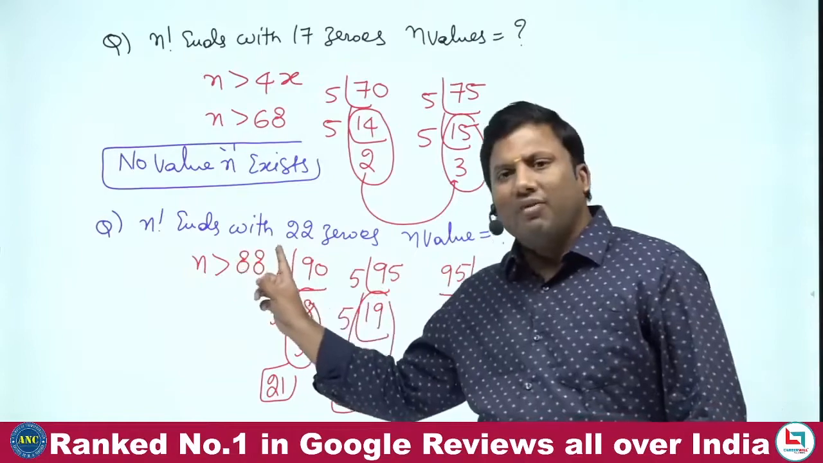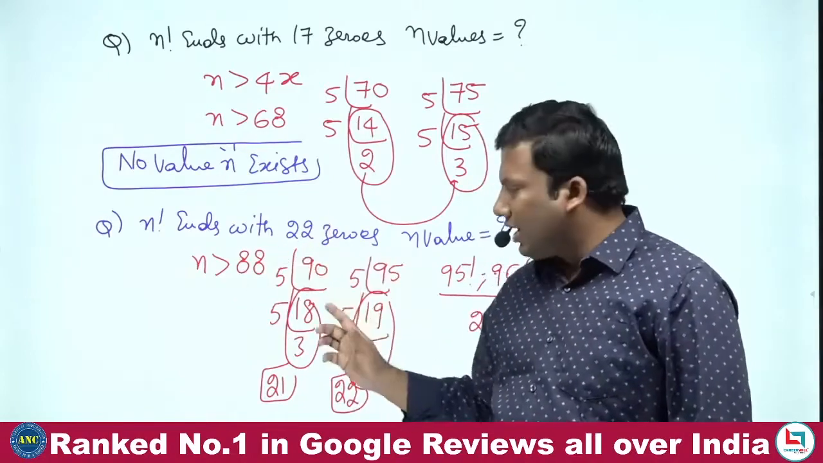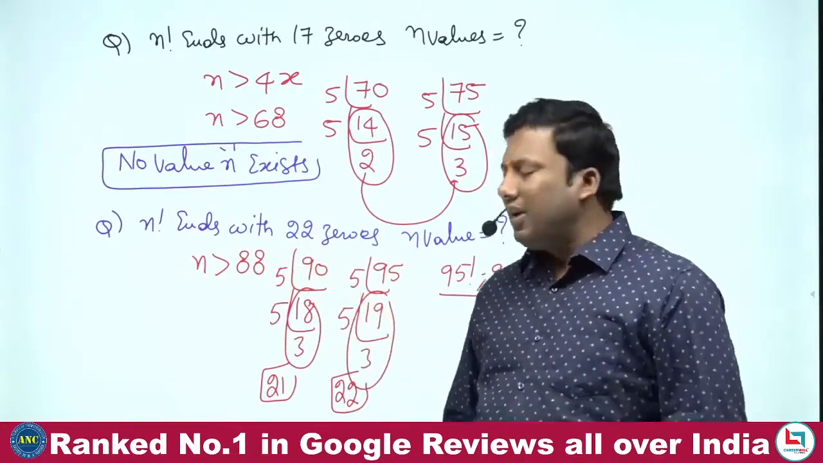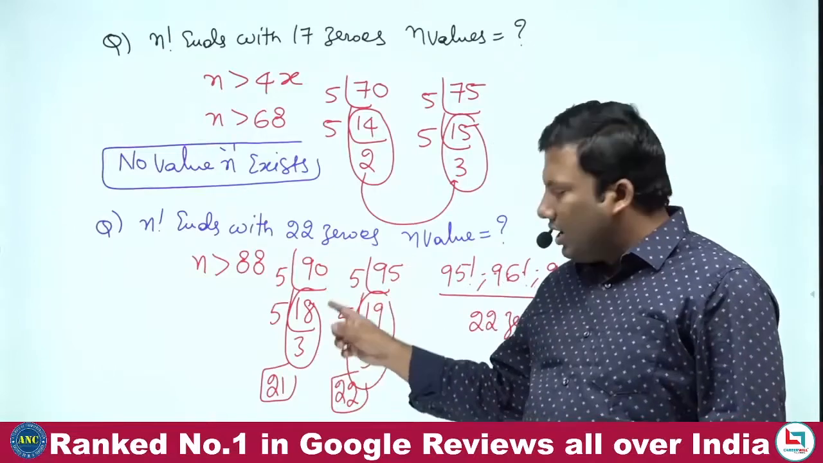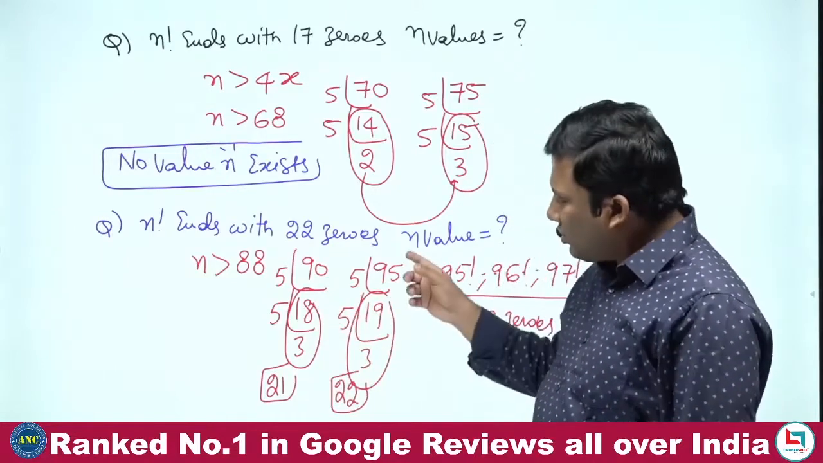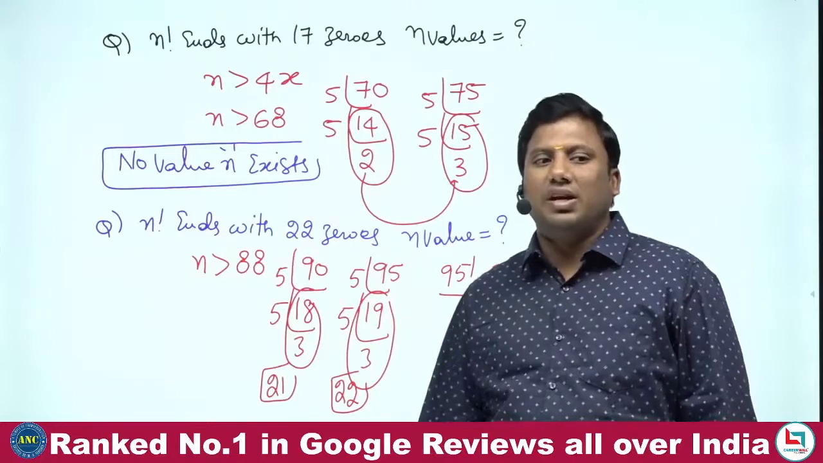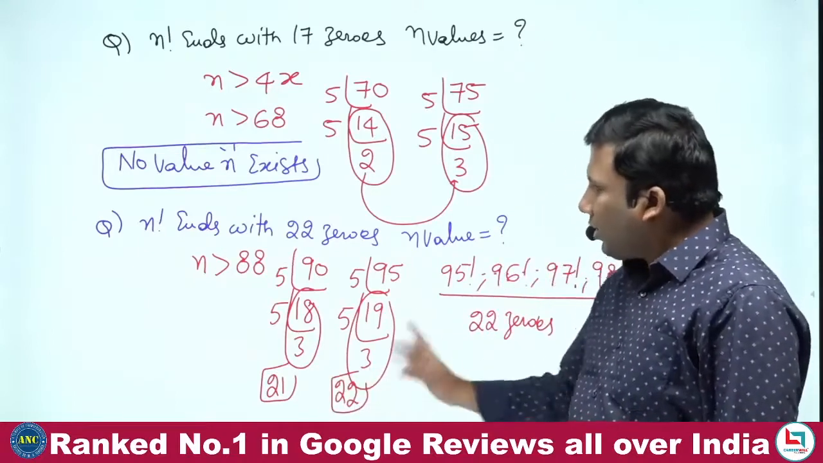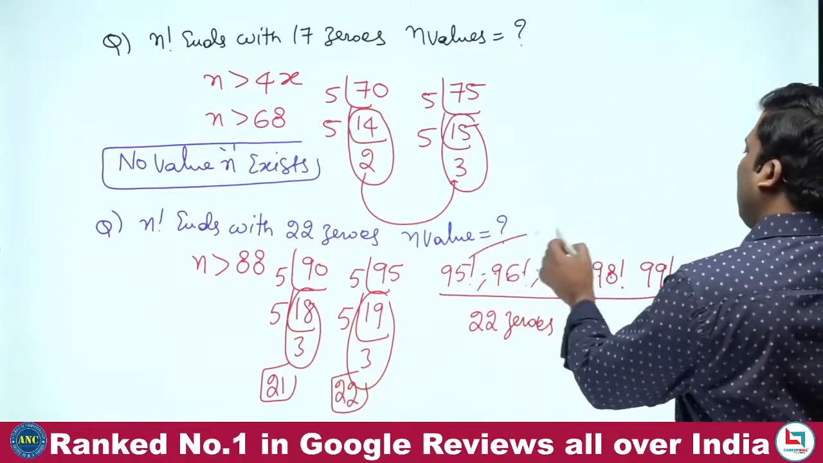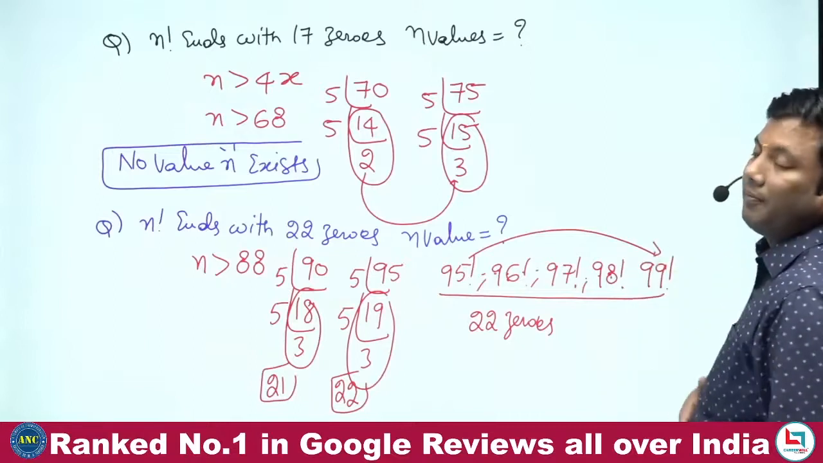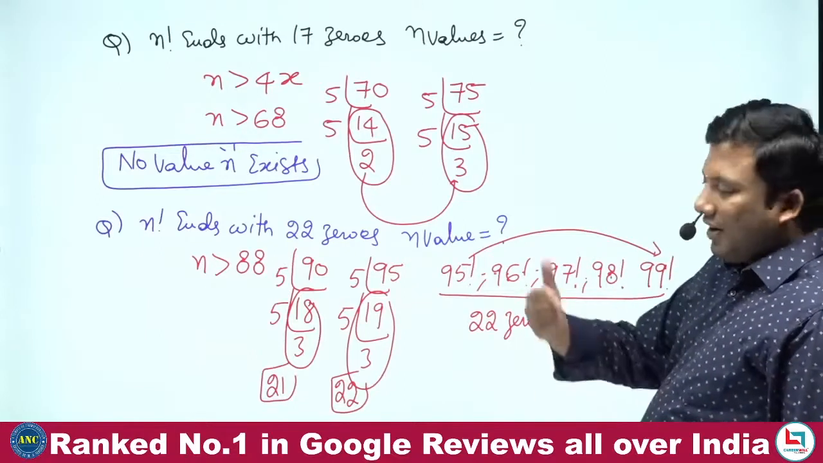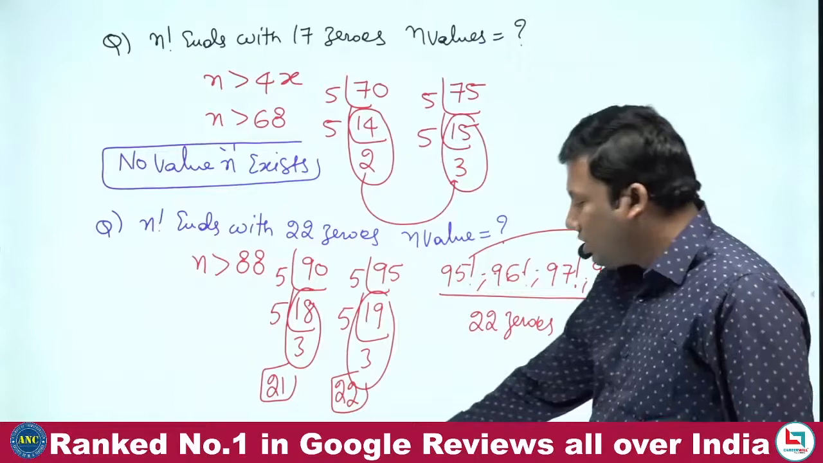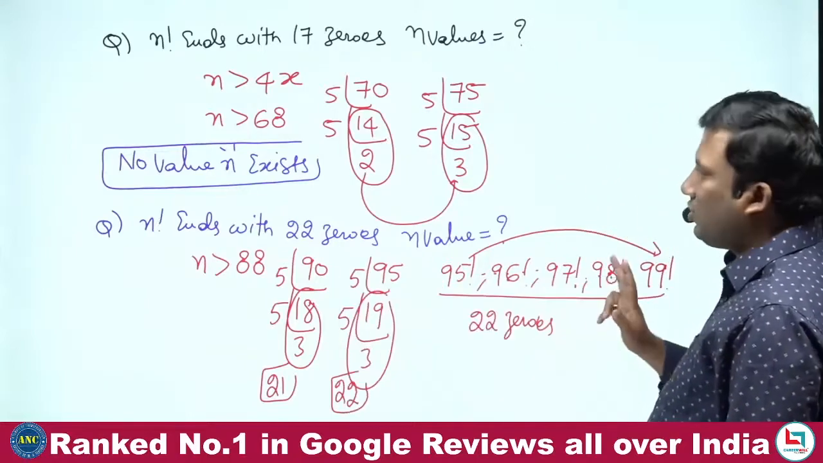N is greater than 4x. 4 22s are 88. What is the multiple of 5 greater than 88? 90. At 90 I got 21 zeros. At 95 I will get 22 zeros. So I require 95 up to the next multiple of 5. At 100 factorial the number of zeros will change.